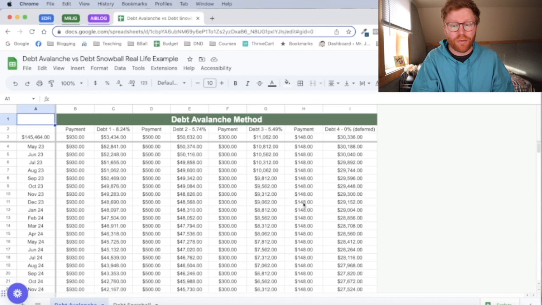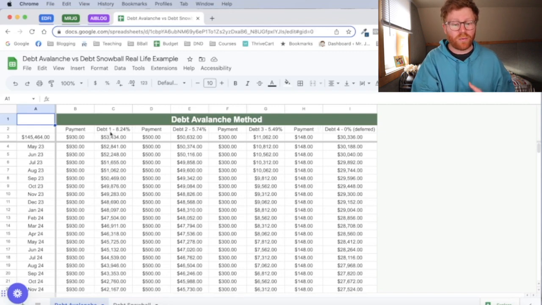So here is the spreadsheet right here in front of us. At the top, this is the debt avalanche method. Here, this is going to be the debt snowball method. So we're going to start with the debt avalanche. So this family has a total of $145,464 of debt. And it is split up into 4 different debts.